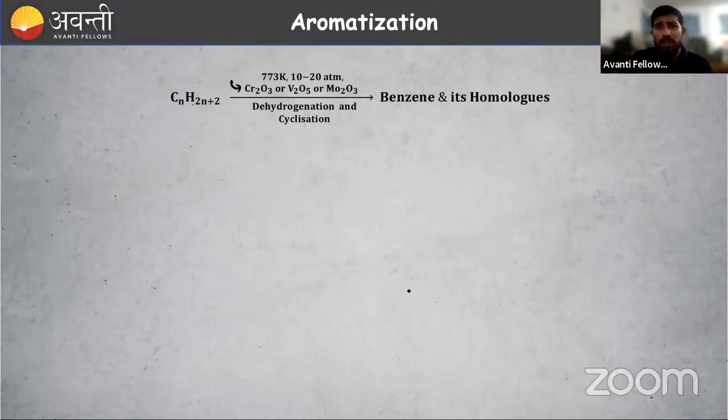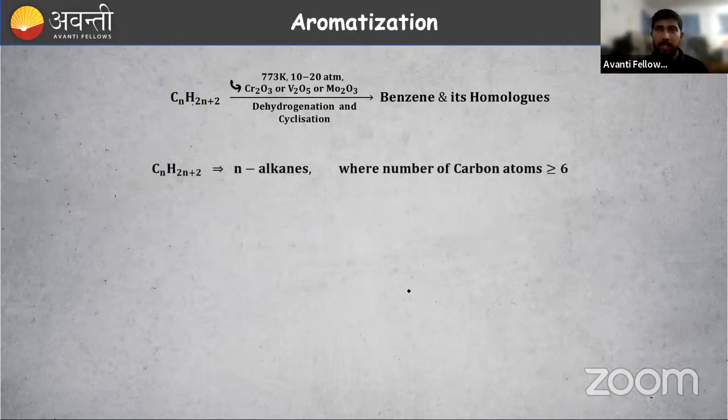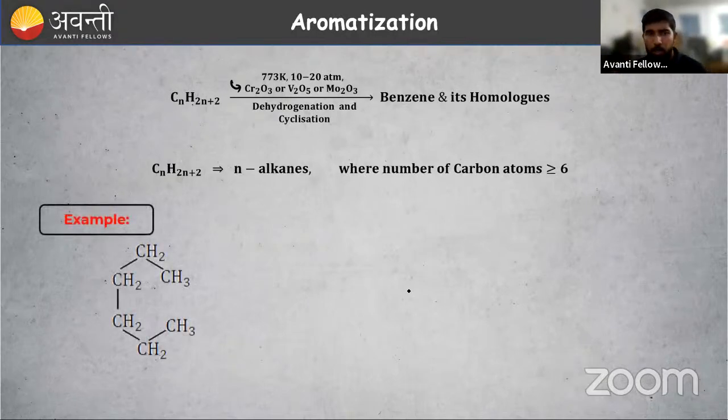Maybe it can be toluene. Toluene means a benzene ring and CH3. It is not clear yet, so we have to take an example. I have a normal alkane, and the condition is that the number of carbon atoms should be greater than or equal to 6, because benzene has 6 carbon atoms. For example, I have an open aliphatic chain. How many carbon atoms? 1, 2, 3, 4, 5, 6. So 6 carbon atoms are present.